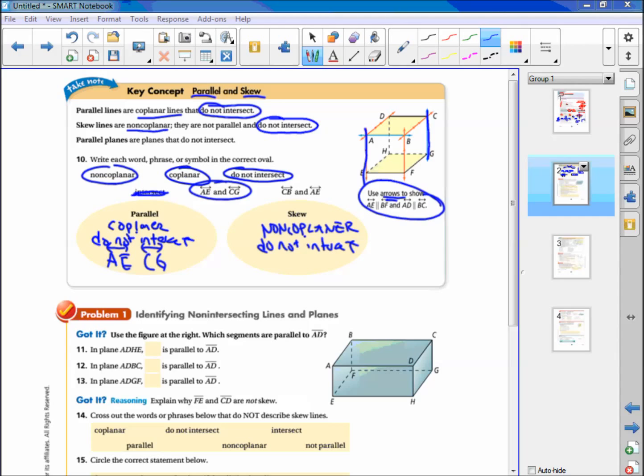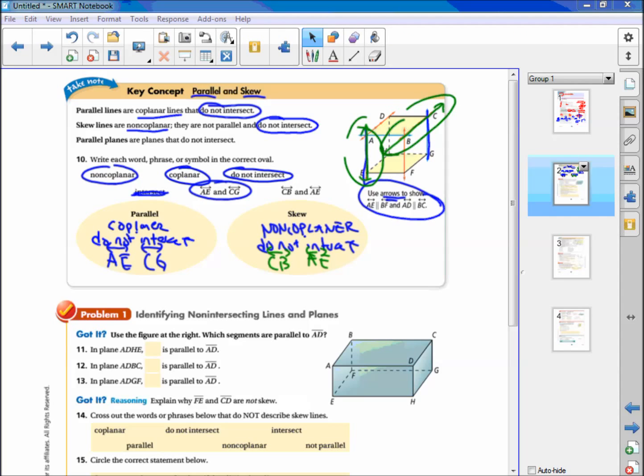All right, and then our last one, CB and AE, let's draw those in a different color. CB is the top right side of the box, and AE is the left front side of the box. These are never going to intersect, but they're also not on the same plane. So this guy is going to be skew. So AE and CB, these two never cross, but they're not on the same plane.